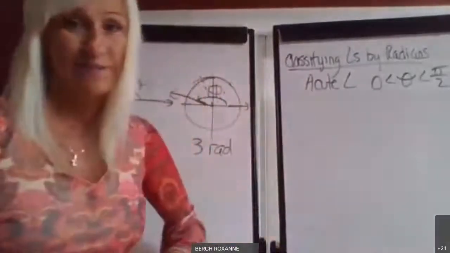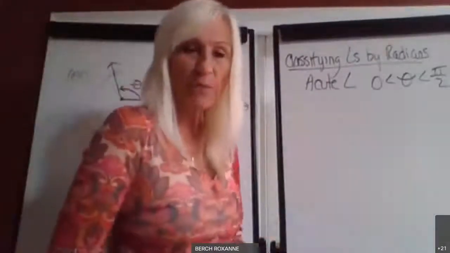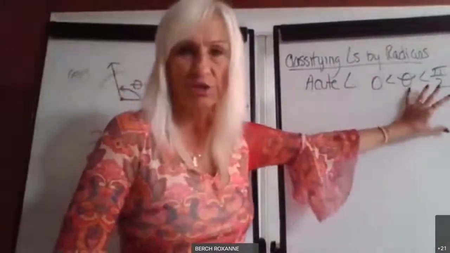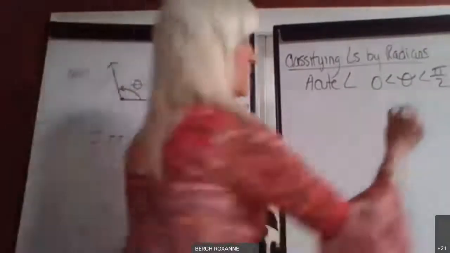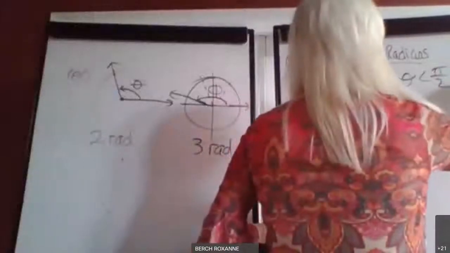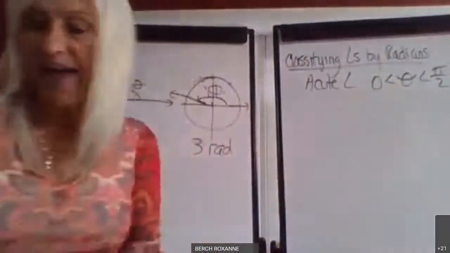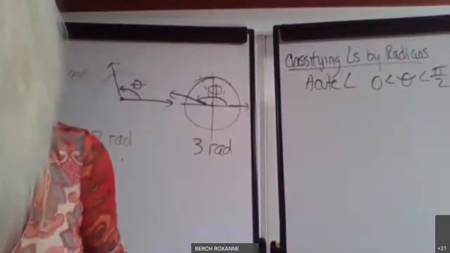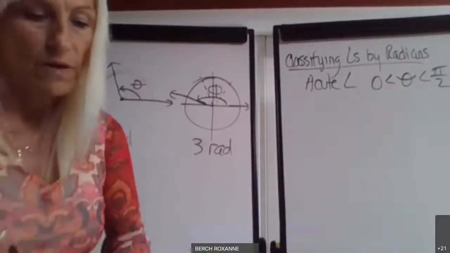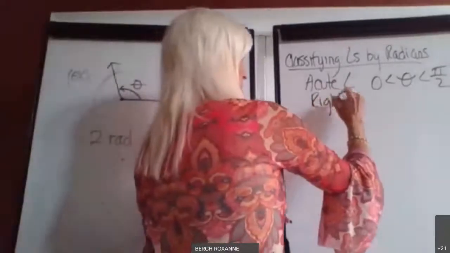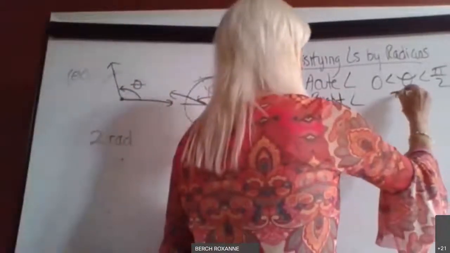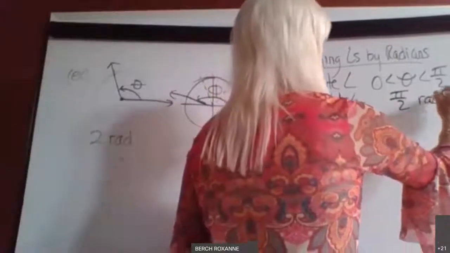Half pi radians. Now, remember what I told you before, that if I don't put a measure, radian measure is implied. So this would be pi over 2 radians. If I didn't write that, it would be radians automatically. So what about a right angle? Well, in radians, it's going to be pi over 2 radians, or half pi.